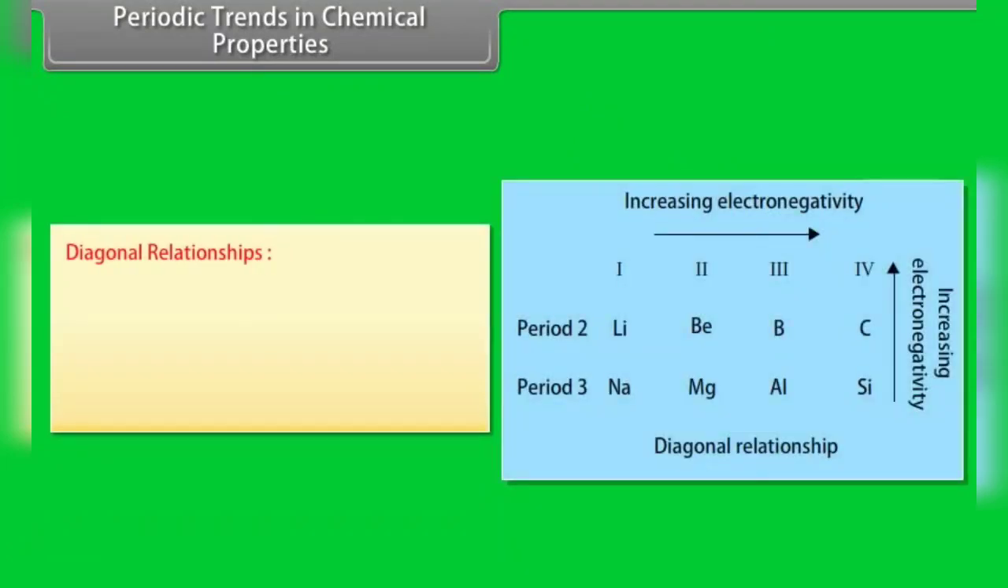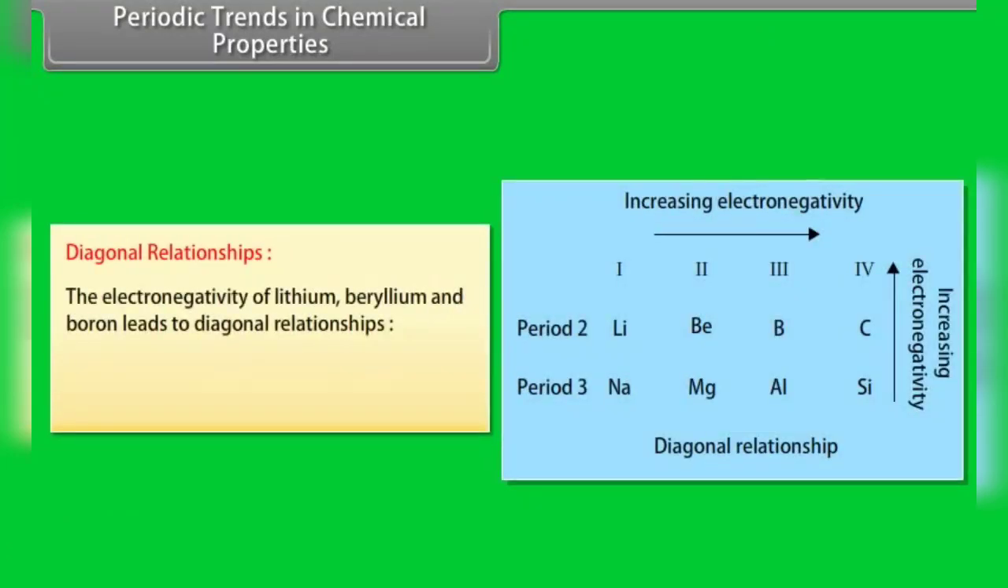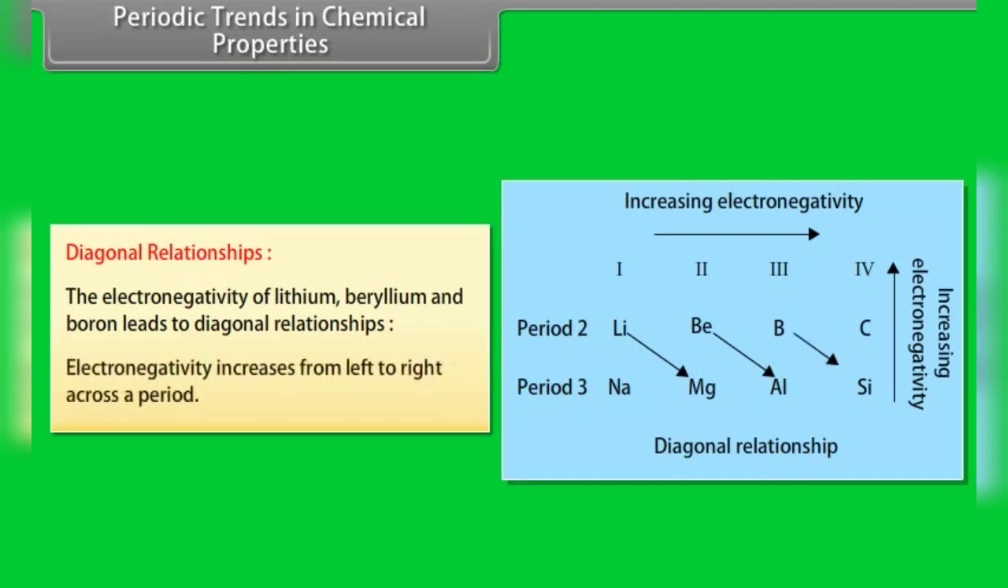Diagonal relationships. The electronegativity of lithium, beryllium and boron leads to diagonal relationships. Lithium is strikingly similar to magnesium, beryllium to aluminum and boron to silicon. Electronegativity increases from left to right across a period.